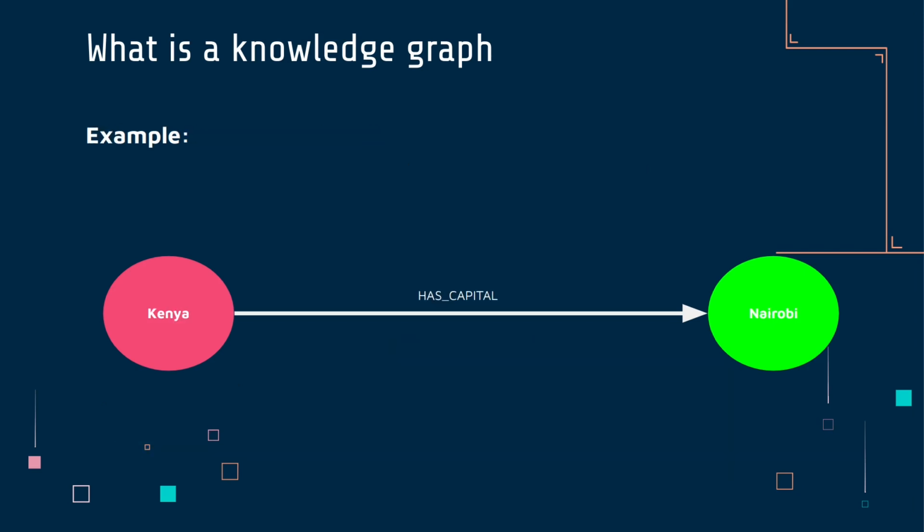Okay, let's take an example. Back to the Kenya example we had. So Kenya has capital Nairobi. This is a node right here, and this is another node, and this is an edge, and this edge is a relation, and the relation is has capital.